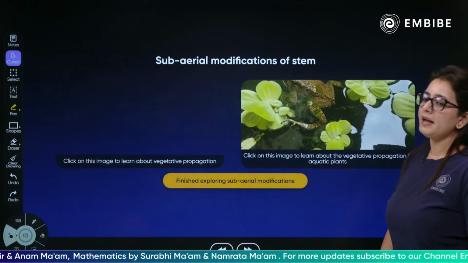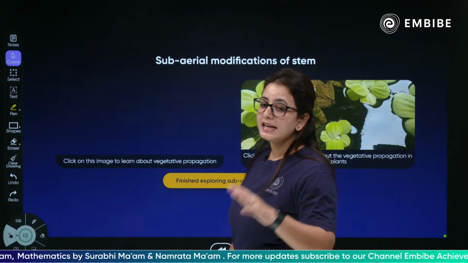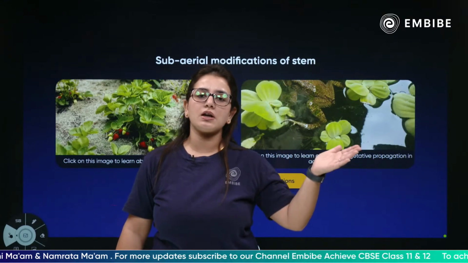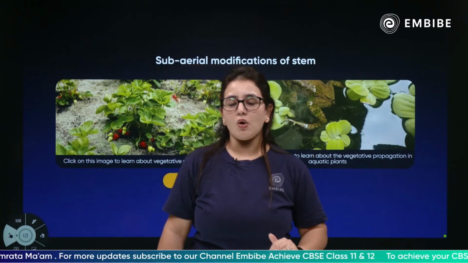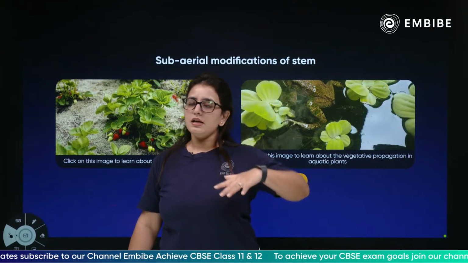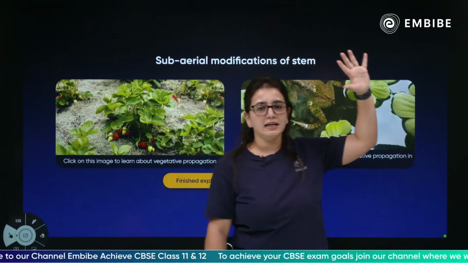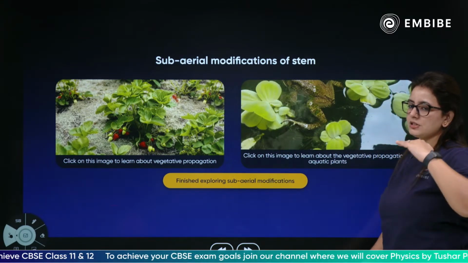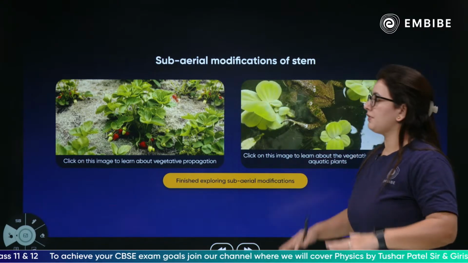Next we have subaerial modification. We have seen the aerial modification. Now the parts of the plants which are not exactly above the ground but not exactly under the soil either. Subaerial, just above the ground. Some are especially a little bit on the surface, just attached to the surface of the soil.